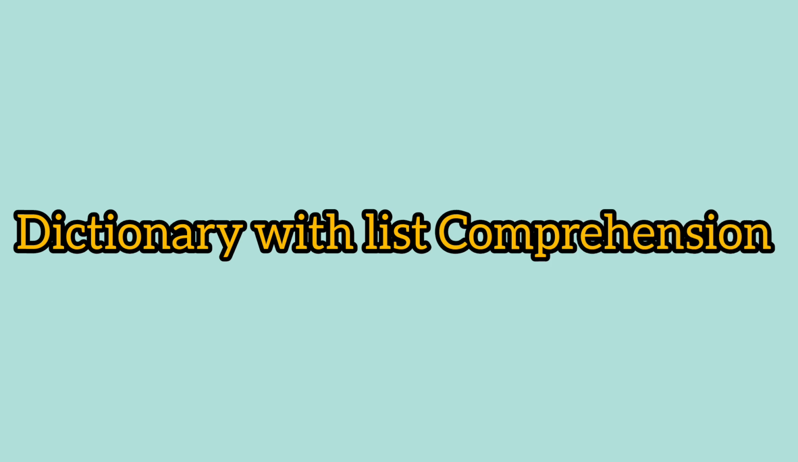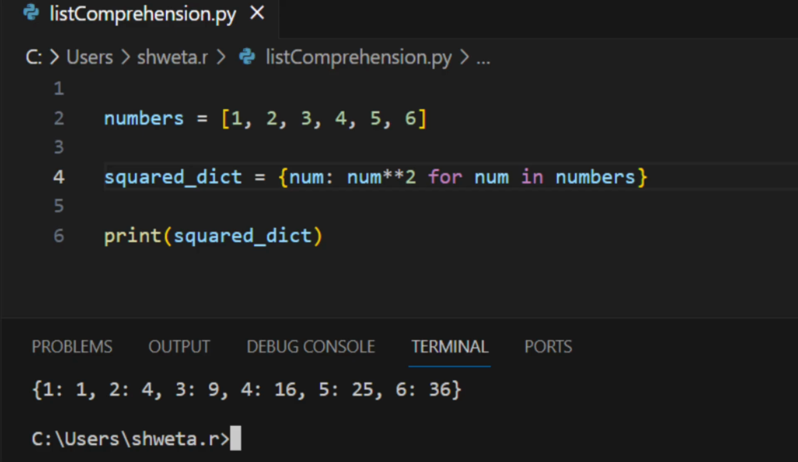You can also create a dictionary using list comprehension. In this example, first we have created a list of numbers. Then we are creating a dictionary where keys are the numbers from this list and values are the squares of these numbers, which we are iterating using a for loop, and printing the dictionary.